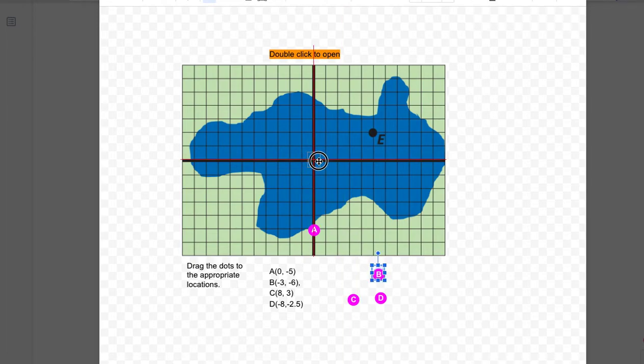Negative 3, negative 6. So starting from the center, 1, 2, 3, down 6. Be there. And 8, 3 is C.